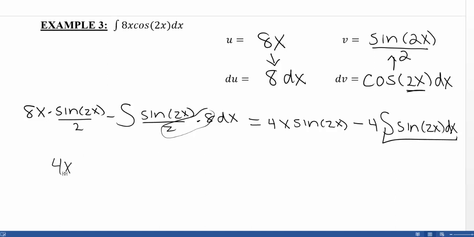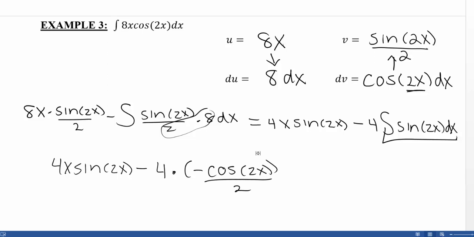So the first term stays the same, 4x sine of 2x minus 4 times. Now the antiderivative of sine is going to be negative cosine. So here we have negative cosine of 2x, and again we're dividing by 2, because every time you take an antiderivative of one of the trigonometric terms, because there's that 2 in the argument, we have to divide by 2 again.